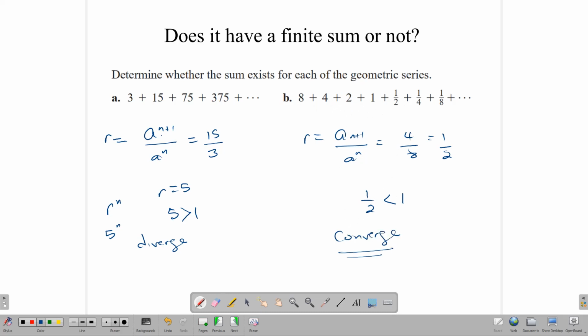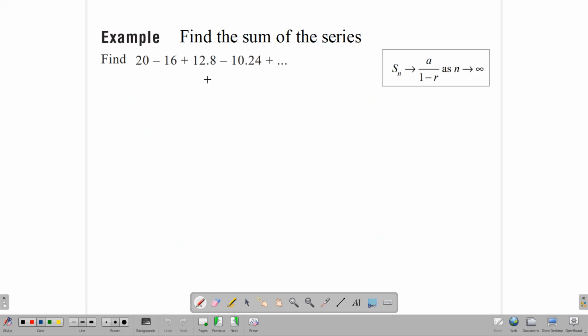Now let's use this information some more. Let's say that we want to find the sum of the series 20, -16, plus 12.8. As you notice, it's alternating plus, minus, plus, minus. But what happens is that the numbers are getting smaller and smaller. So find the sum of the series, and notice here our formula. Now what we're missing from our formula is that we don't know what r is. We know what a is. A is 20, but we don't know what r is.